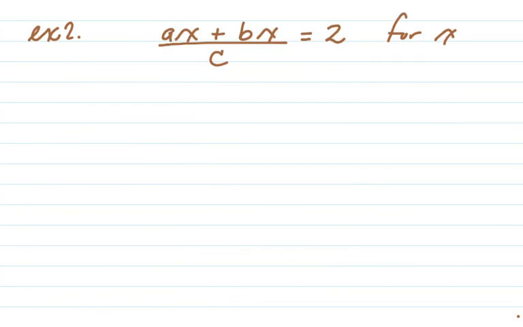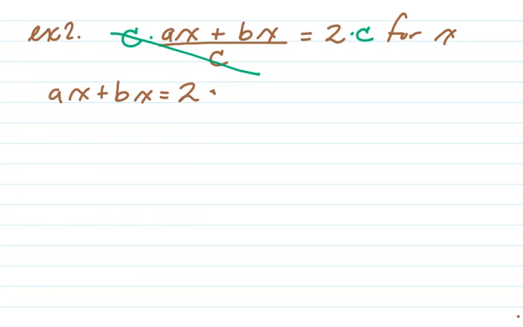On to the next one. This is very similar. There's just one more added step here. Before I can factor out the x from this top portion, like we did in problem number 1, I have an issue here with this c that I have to take care of. Everything is being divided by c. So in order to undo that, I'm going to multiply both sides by c. Then we have ax plus bx is equal to 2c.